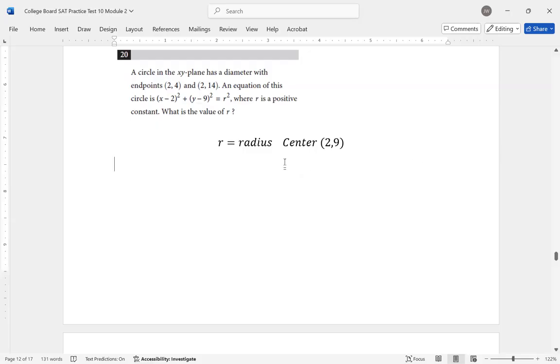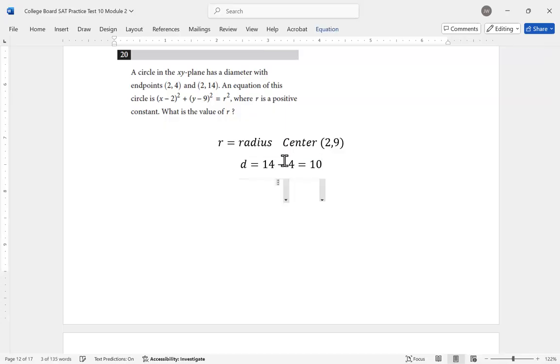So if we want to find the radius, there's actually 2 different ways to do this. We could find the distance between the endpoints in order to find the diameter. So the diameter, since the endpoints of the diameter have the same x value, the diameter is just going to be the difference in the y values. So that's just 10. So that's one way to do it.